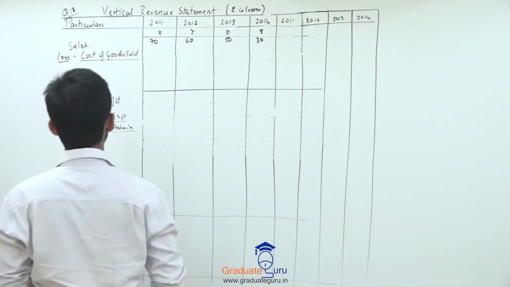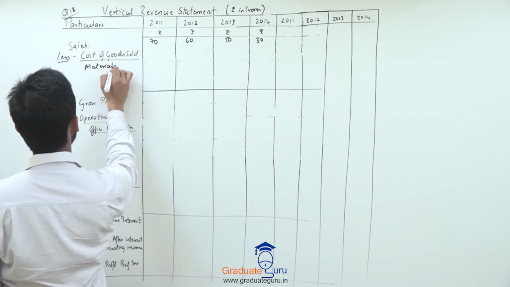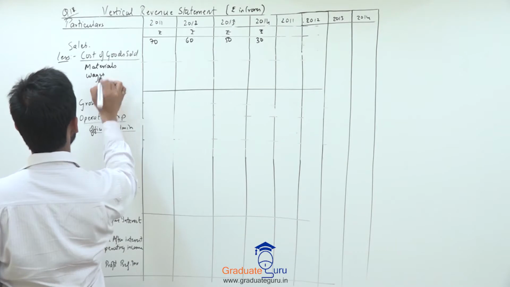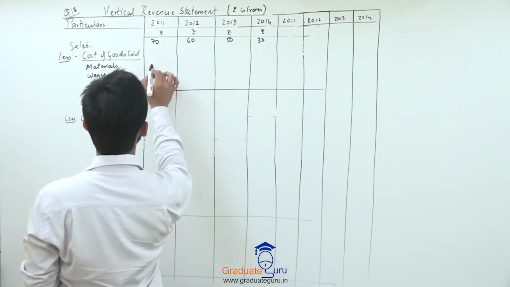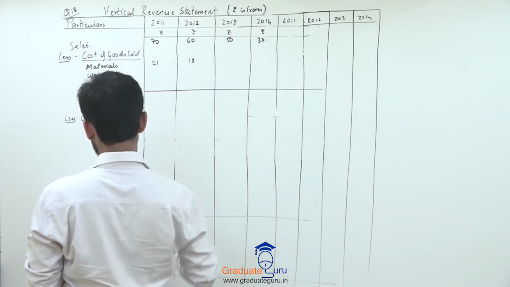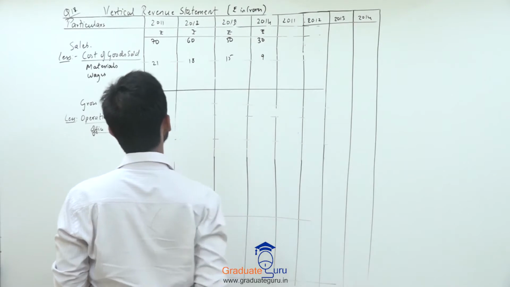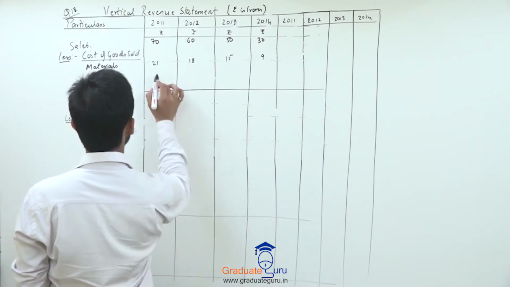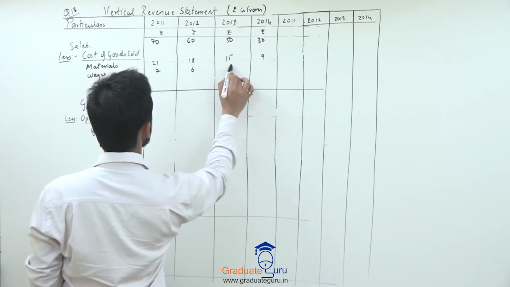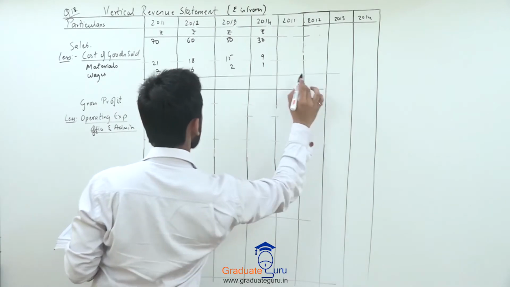Material consumed and wages. So there is COGS, materials and wages. 21, 18, 15 and 9. And for the wages they have said is 7, 6, 2 and 1. We'll get the total cost of goods sold.